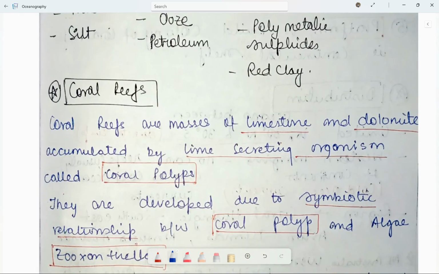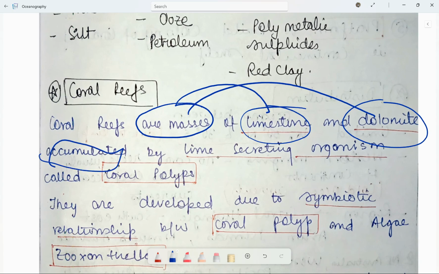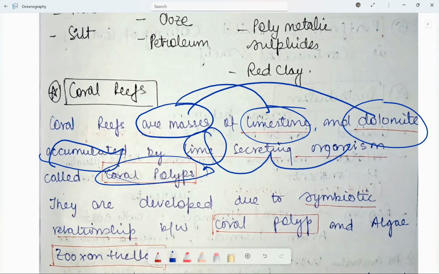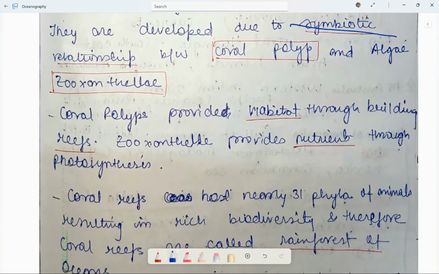The important one is coral reefs. Coral reefs क्या होता है? Coral reefs are masses of limestone and dolomite. लाइमस्टोन एंड डोलोमाइट का मास है जो कि अक्यूमुलेट होता है बाय लाइम सिक्रीटिंग ऑर्गेनिज्म, जिसको हम कोरल पॉलिप बोलते हैं. So it's a colony of the coral polyp which is accumulated at a place, and these are lime secreting organisms. ये डेवलप होता है बिकॉज ऑफ द सिम्बियोटिक रिलेशनशिप बिटवीन द कोरल पॉलिप्स एंड द algae zooxanthellae.